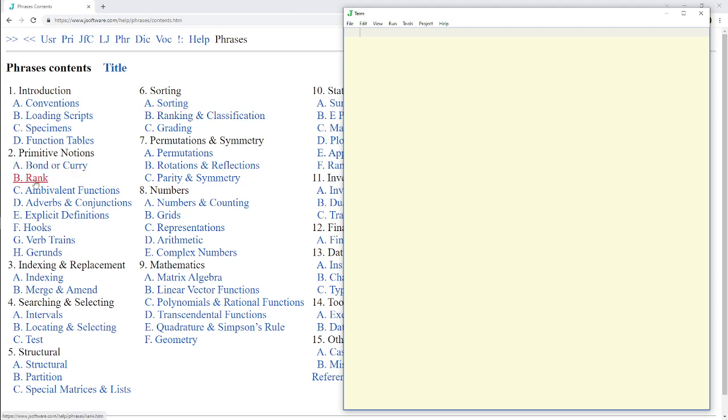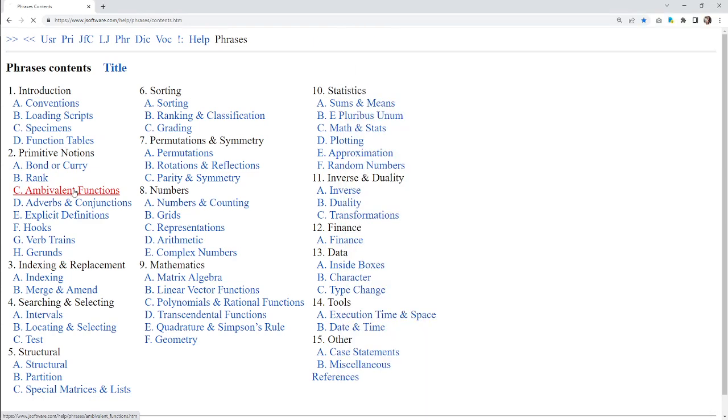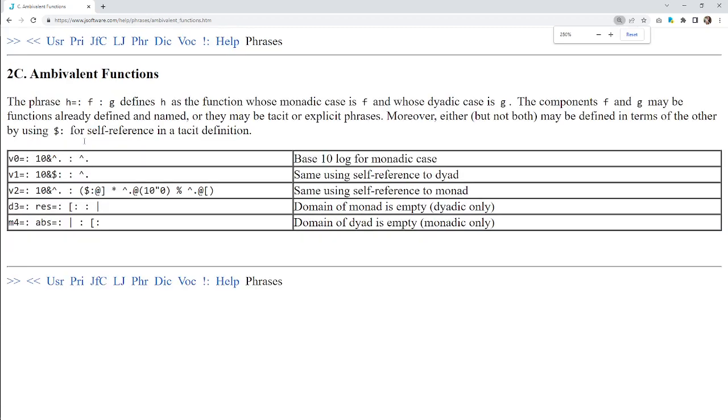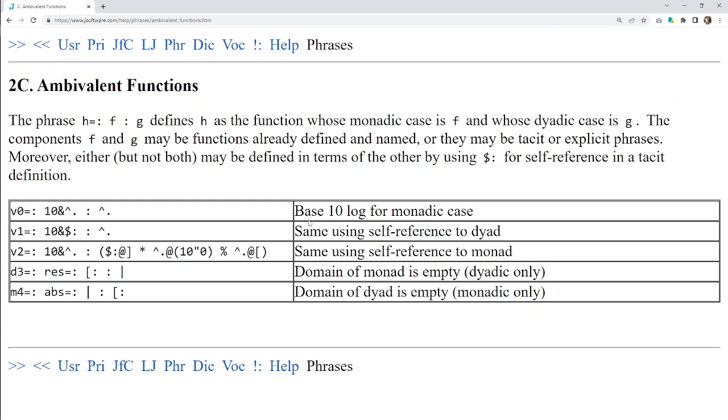We looked at bond curve, we looked at rank. Let's look at ambivalent functions, and it seems like this shouldn't be too hard. Oh, this is a function declaration. That's what this colon means, I think. Base 10 log for the monadic case. So this ampersand is the width. Maybe I should make this larger. Oh, this already is large, I'll make it larger. Oh, perfect. I should have made it this large the whole time, probably.